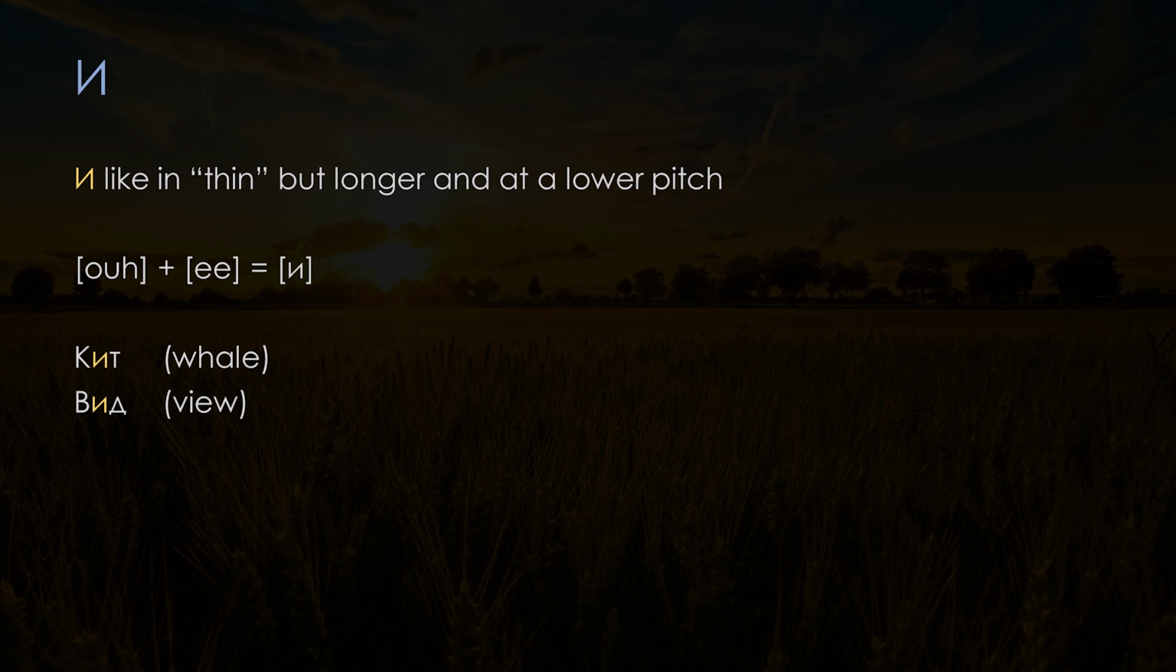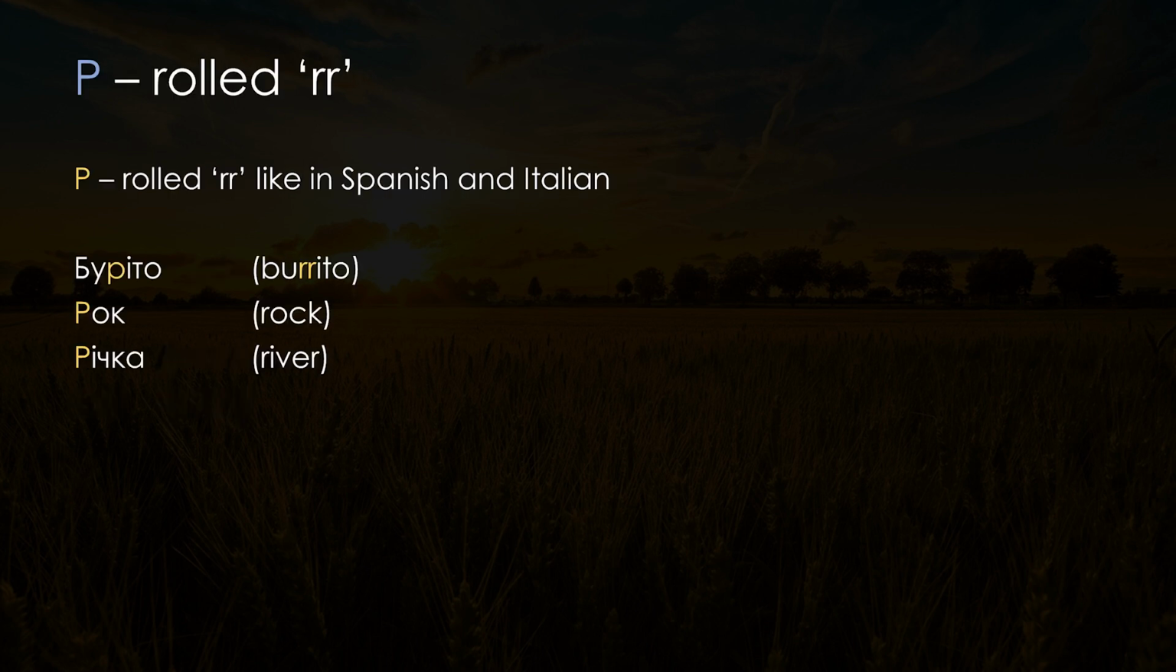Let's practice the words. Kit, which means whale. Vid, which means view. The next sound is the rolled R sound. This sound is pronounced by vibrating the tip of your tongue against the roof of the mouth, like in Spanish and Italian. Try saying the word burrito. If you're learning Spanish in your school, it might make things a little bit easier. Let's try it again. Burrito.